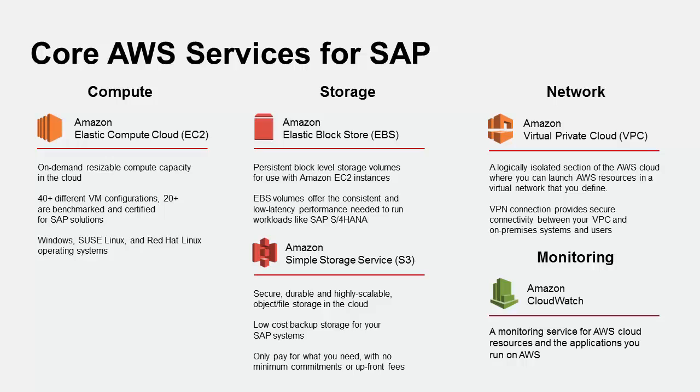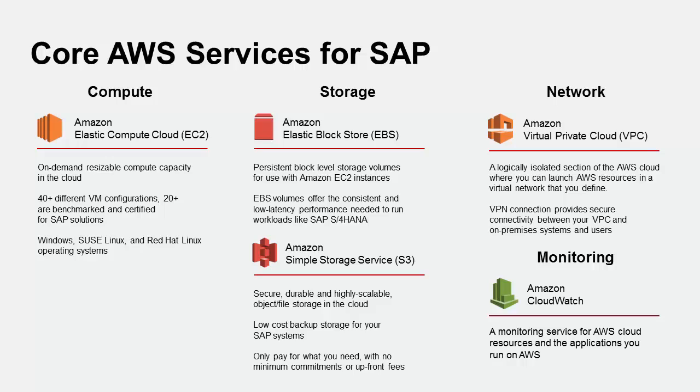Our storage services, the first one most relevant for SAP Solutions, is our Elastic Block Store, or EBS service. EBS provides persistent block-level storage volumes for use with EC2 instances. EBS volumes offer the consistent low-latency performance needed to run workloads like SAP Solutions. The Amazon Simple Storage Service, or S3, is a secure, durable, and highly scalable object file storage service in the cloud. For SAP Solutions, the primary use would be to store backups.